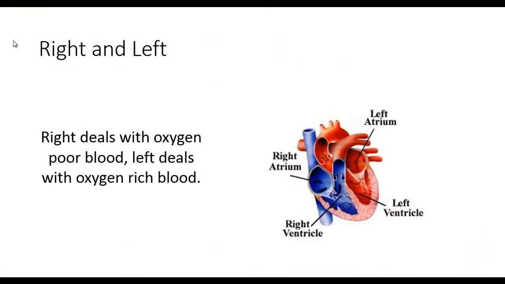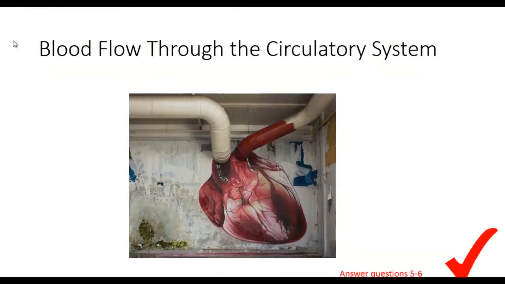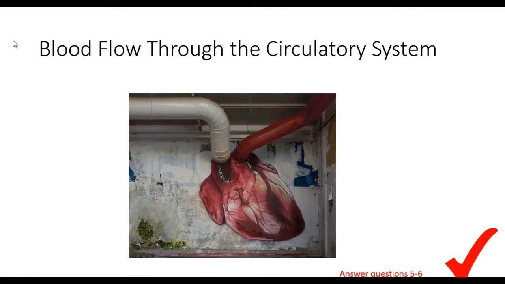One more time. Right, oxygen poor blood. Left, oxygen rich blood. Atrium receives, ventricle pumps. And it looks something like this.